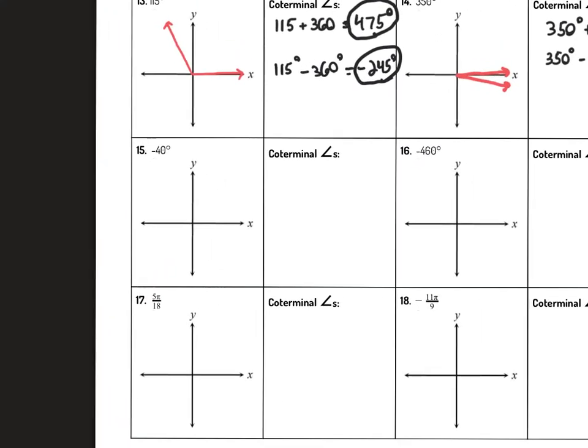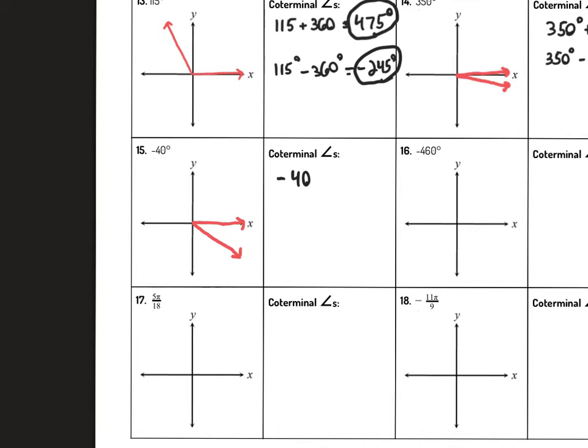Another angle in degrees, negative 40. So negative 40 degrees, our initial side is going to be on the x-axis. Then our terminal side will be 40 degrees down from there. So it's probably not perfect, but it's very close to that location. That's a negative 40 degree angle.